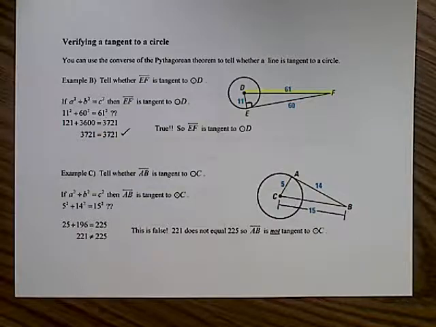Remember, the converse of the Pythagorean theorem proves that a triangle is a right triangle, is acute, or is obtuse. In this one, we want to prove that a squared plus b squared does in fact equal c squared, and that would be enough to prove that EF is a tangent.